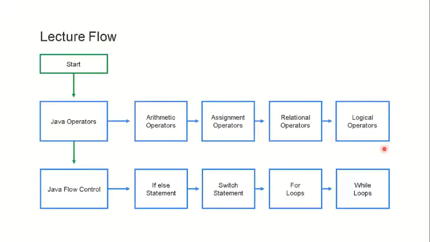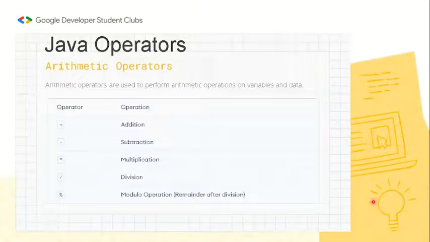So let us begin. For today's session, I'll be discussing the Java operators and the Java flow control. For the Java operators, we have the arithmetic operators, assignment operators, relational operators, and logical operators. For the Java flow control, we have the if-else statement, switch statement, for loops, and while loops. So let us begin with the Java operators.